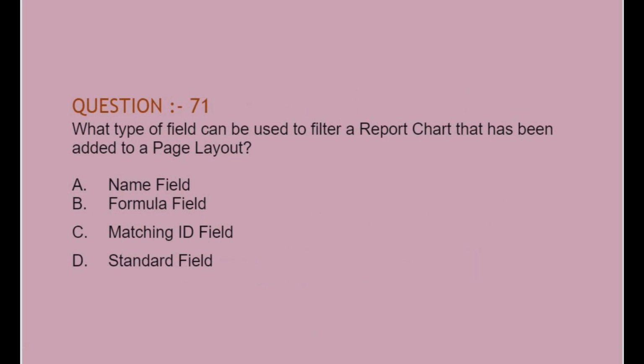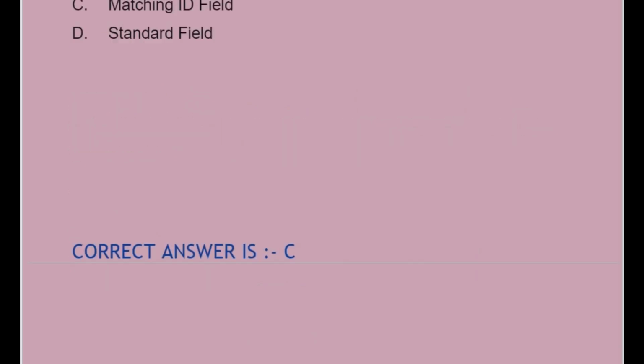Question is, what type of field can be used to filter a report chart that has been added to a page layout? Option A, name field. Option B, formula field. Option C, matching ID field. Option D, standard field. Correct answer is option C.